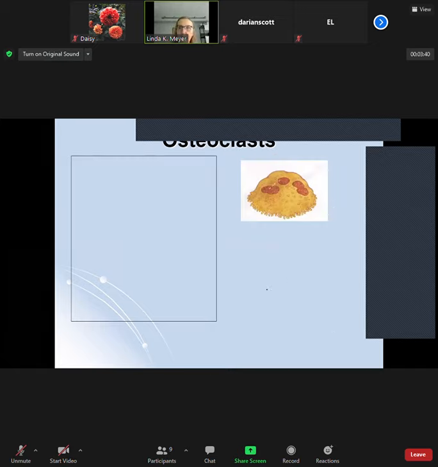Okay, osteoclasts are much different than osteoblasts. They're huge cells. They have this kind of ruffled border, and they have more than one nucleus, so they're said to be multinucleated. So this would be a diagrammatic representation of an osteoclast. As already mentioned, they destroy or resorb the bone. Recall, resorption is destruction of a mineralized tissue.